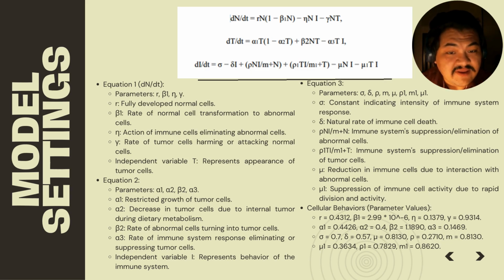Whereas for equation 3, it is for the dynamic interaction for immune cells, distinguished by dI/dt. It has parameters sigma, gamma, rho, mu, rho 1, m1, and u1. So the following parameters distinguish how the cell interacts based on each parameter, and the parameter values are listed below.